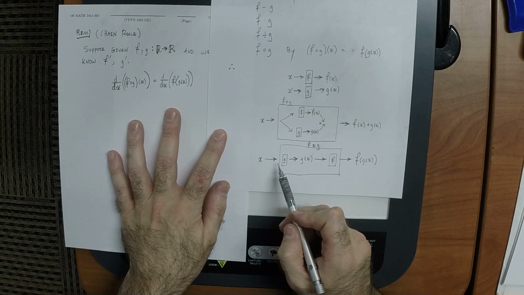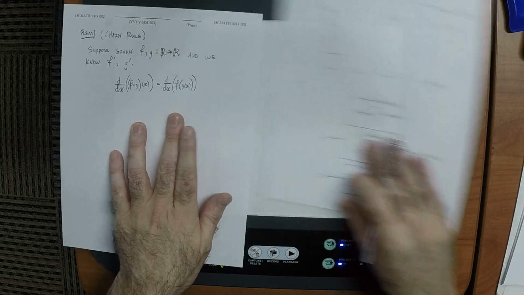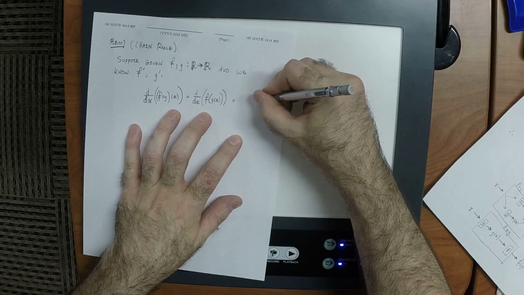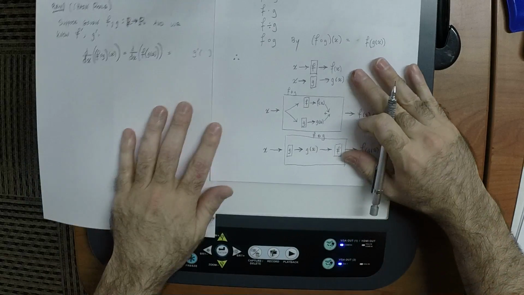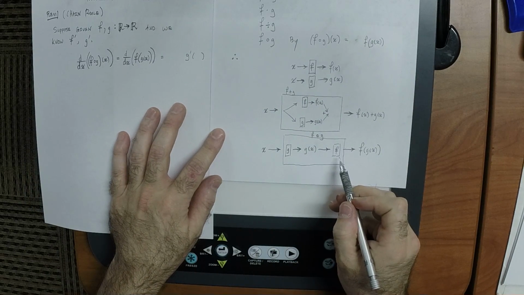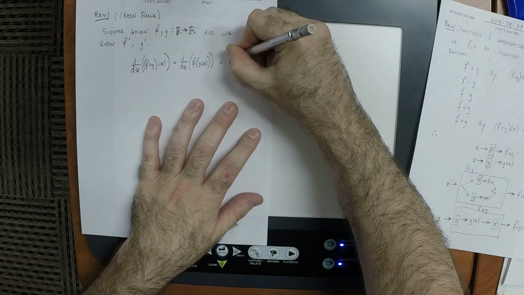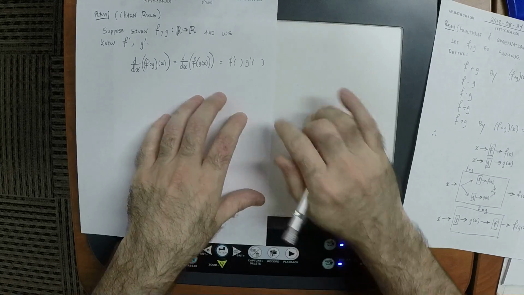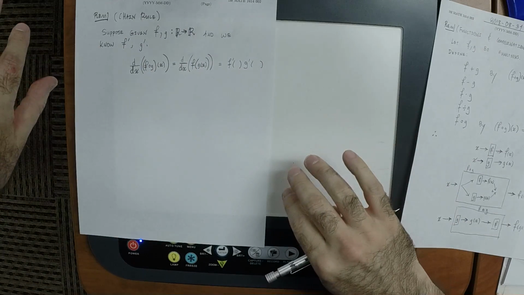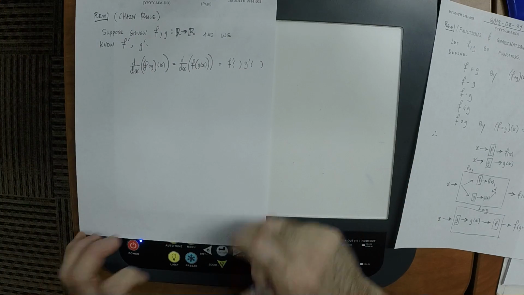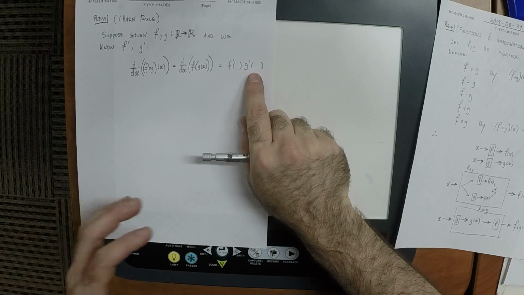So X visits G first. So the first thing we've got to do is calculate the derivative of G, so G prime. And then after that, it visits F. So we're going to have to do the derivative of F also. Like that. So we've got the derivative of F, and we've got the derivative of G, and you can sort of consider them a little bit separate. How are we supposed to combine them? Are we supposed to add them? No. What are we supposed to do? We're supposed to multiply them.